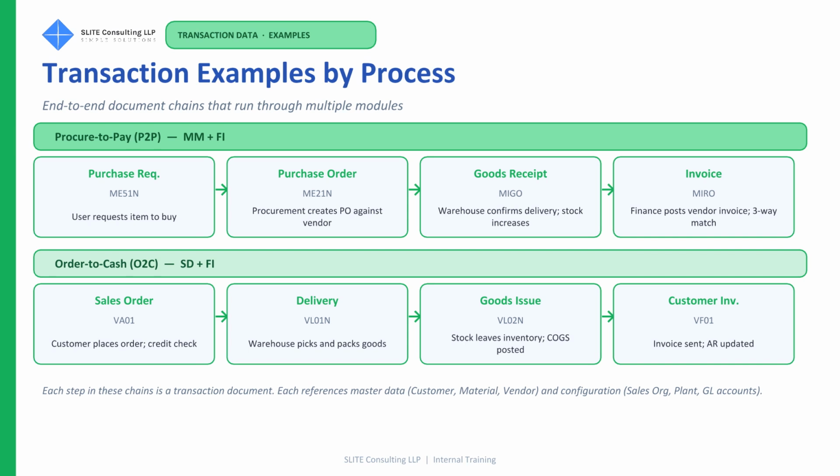Every step in these chains references both configuration and master data. A purchase order references a vendor master, which references the purchasing organization from configuration. If either the master data or the configuration is missing or incorrect, the transaction will fail. The dependency chain is enforced by the system every time without exception.